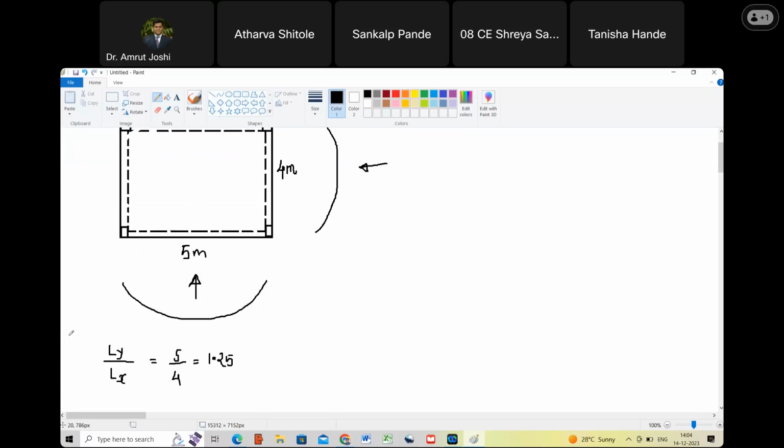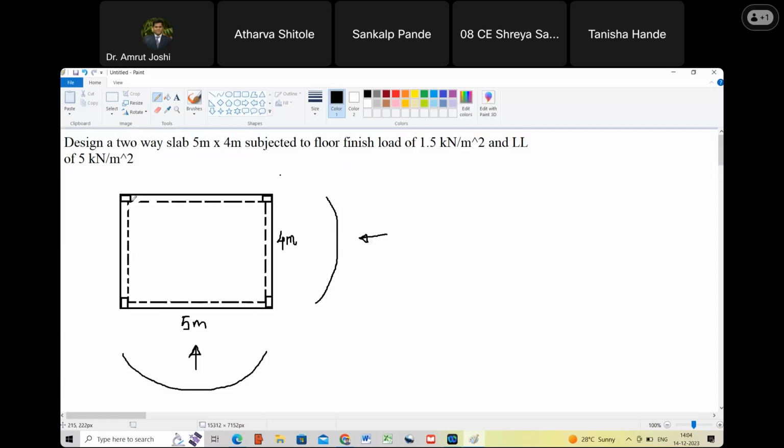Yes. So this is the step number one. The first thing that we do is we check if Ly by Lx ratio is less than 2. Then only it is two-way slab, apart from the condition that beams must be present on all the four sides. Are you with me? Yes, sir. Therefore, two-way slab.